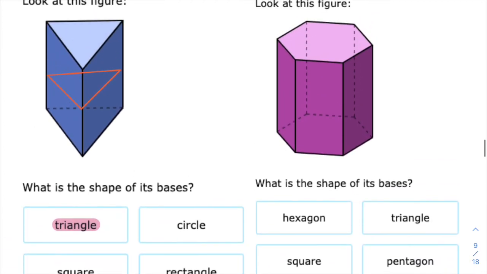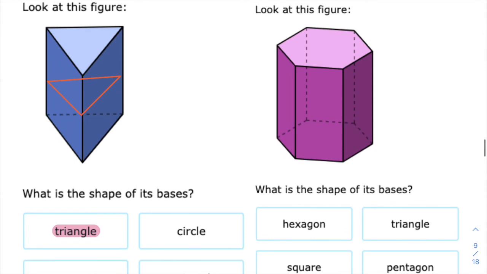And I think this is our last one here. This is a hexagon. So this one will be a hexagonal prism, making it a hexagon for a base. Okay, that's the video. We're all done.